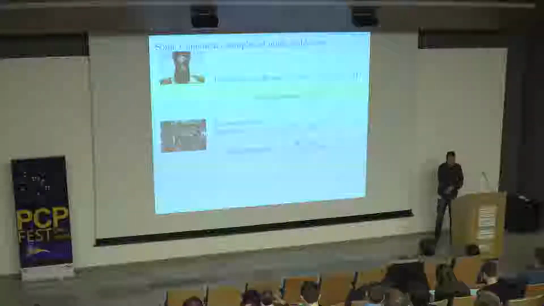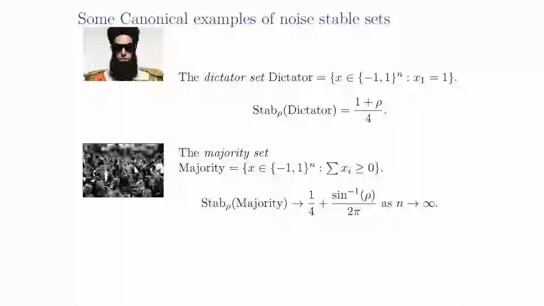The majority function, which is also going to play an important role here. The majority function, all of you know, but let's just say what it is. You just count if you have more +1 than -1. If there are more +1s, you're going to say 1. Otherwise, you're going to say -1. The stability of this function you can write a formula for, and in the asymptotics as n goes to infinity, you get, again, 1/4 plus something positive. This something positive is arcsine rho over 2 pi.